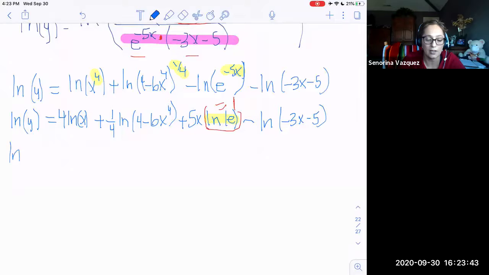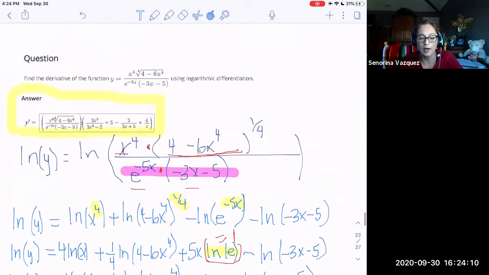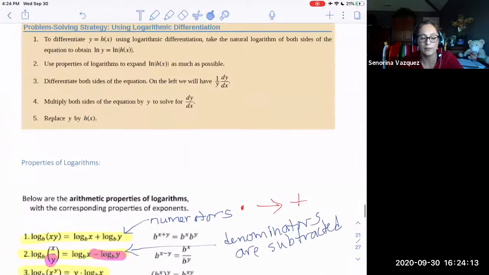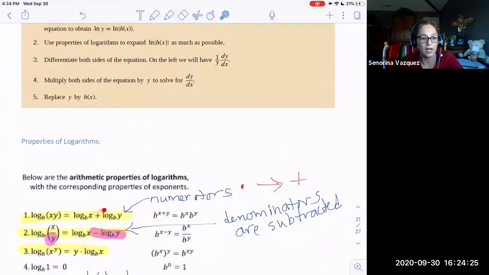I have the natural log of y equals 4 times the natural log of x plus 1/4 times the natural log of 4 minus 6x to the 4th plus 5x times 1 minus the natural log of negative 3x minus 5. Okay, that's all part of step 2. I'm referring you back here where it says expand as much as possible and clean it up. So we cleaned it up using these properties of logarithms.